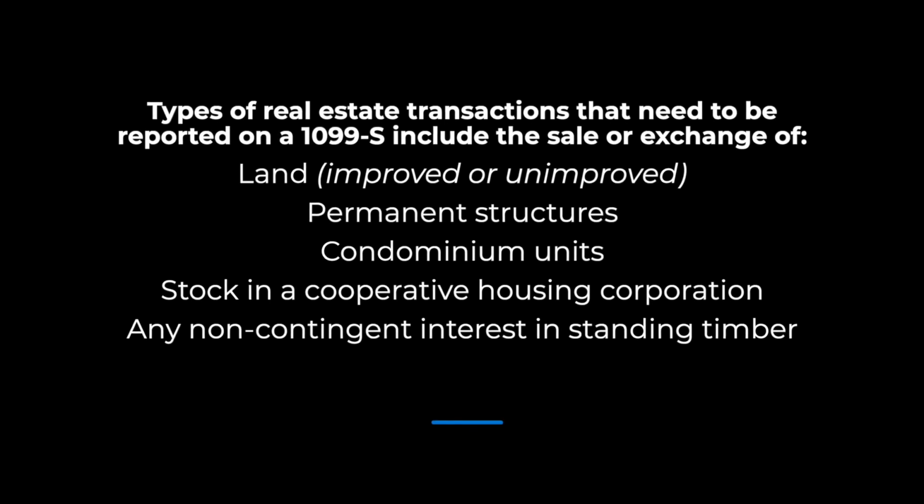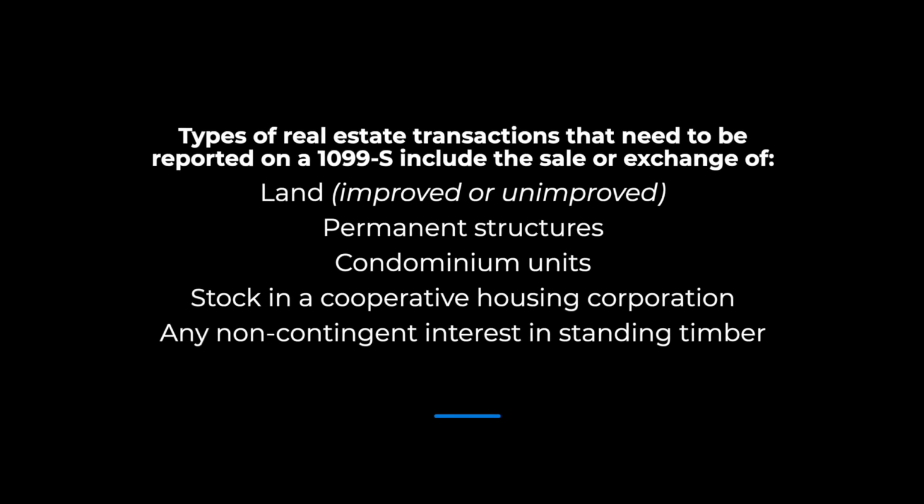Let's go over the requirements. Types of real estate transactions that need to be reported on a 1099-S include the sale or exchange of land, improved or unimproved, permanent structures, condominium units, stock in a cooperative housing corporation, and any non-contingent interest in standing timber. Any sale or exchange of a residence valued at $250,000 or less is not required to be reported, nor is any real estate transaction where the transferor is a corporation.